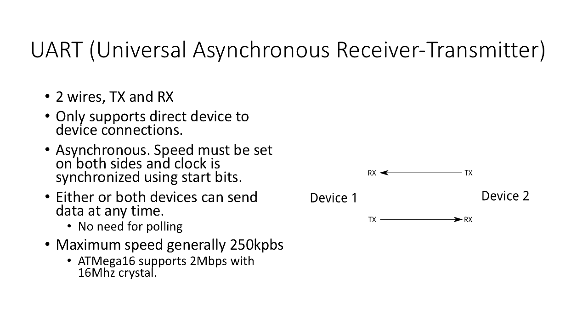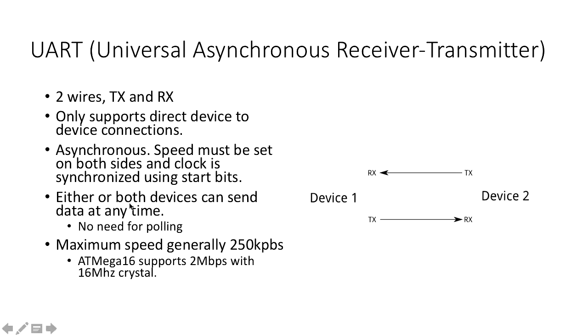But here, because there is no clock, what they do is, when one bit is being sent, the clock is synchronized during the start bit. When the start bit is going, both are synchronized. They will say, okay, start the clock. Either or both devices can send data at any time. No need of polling. You don't need that kind of selection.